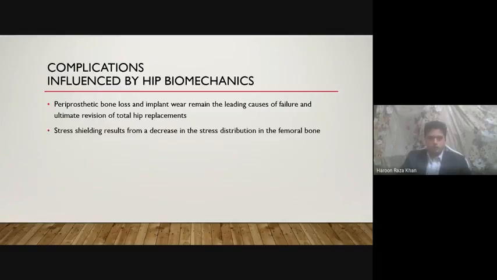Another complication that I have to tell you about, which is important, is stress shielding. Now, this results from a decrease in the stress distribution in the femoral bone as a result of the presence of the implant stem, which has a greater or equivalent mechanical stiffness as compared to the femur. What it means here, class, is that when a person is walking, the forces are transferred through that bone. Sometimes most of the stress is borne by the implant due to inadequate distribution of forces rather than the bone itself.